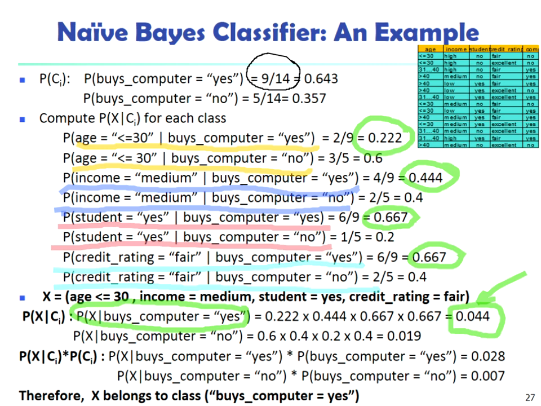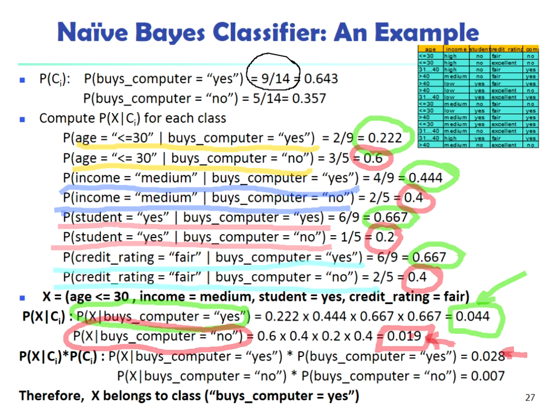In the same way, we will calculate the probability of X if buys computer equals no. So we will multiply 0.6 multiplied by 0.4, 0.2, 0.4, and this is the result. After that, we have to multiply probability of X if buys computer equals yes, multiplied by probability of buys computer equals yes. This is the final result.